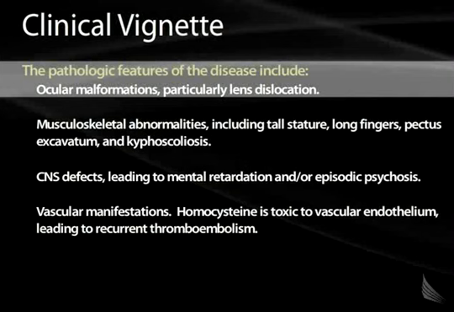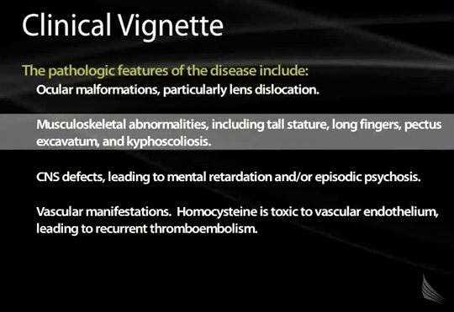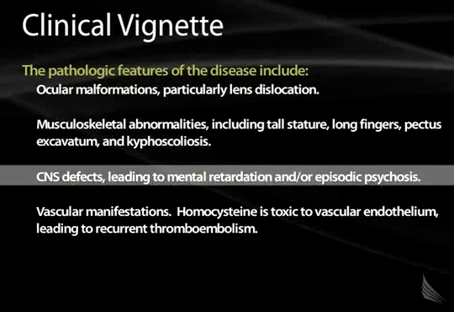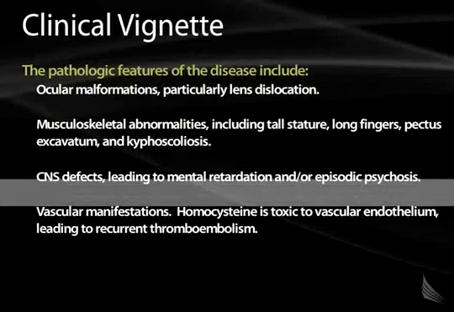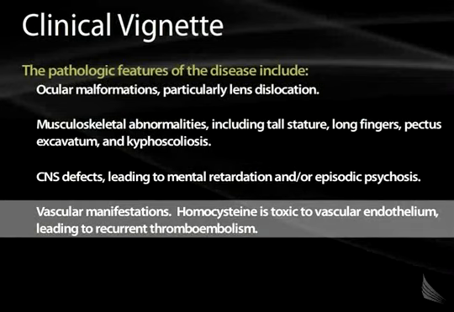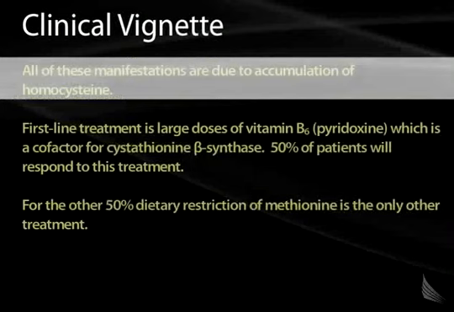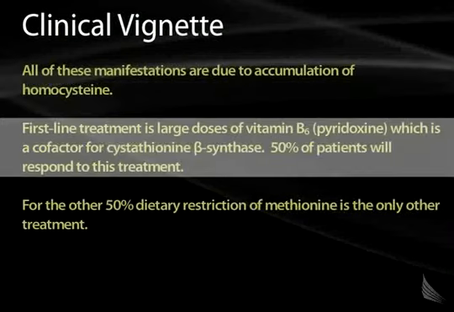Pathologic features of the disease are those that we've described in the vignette: ocular malformations, particularly lens dislocation. They have musculoskeletal abnormalities, including tall stature, long fingers, pectus excavatum, and kyphoscoliosis. They have central nervous system defects, usually mild mental retardation, and may have episodic psychosis. And the most important thing is they have vascular manifestations. Homocysteine is toxic to vascular endothelium at high levels, and this irritates the endothelium and leads to the formation of blood clots, causing recurrent thromboembolism. All of these manifestations are due to the accumulation of homocysteine.